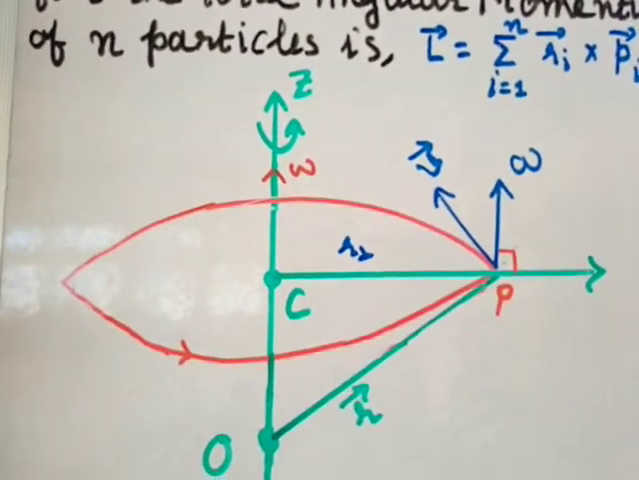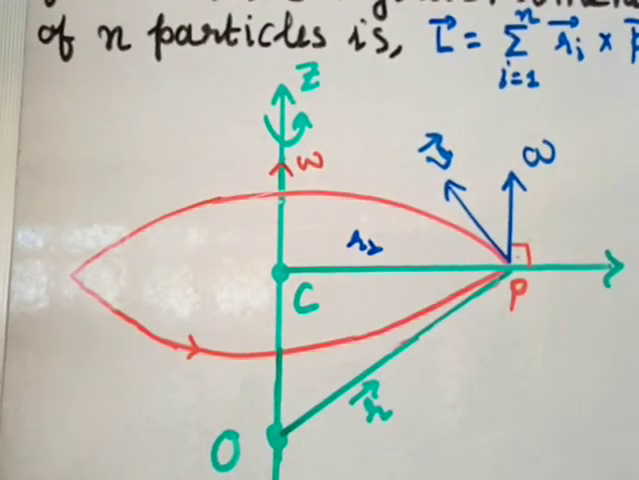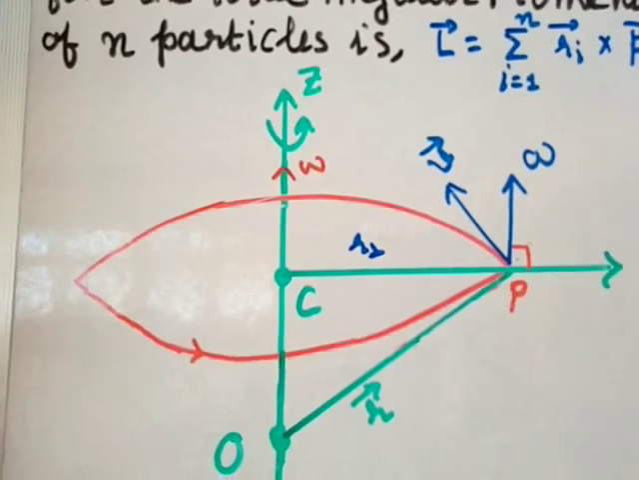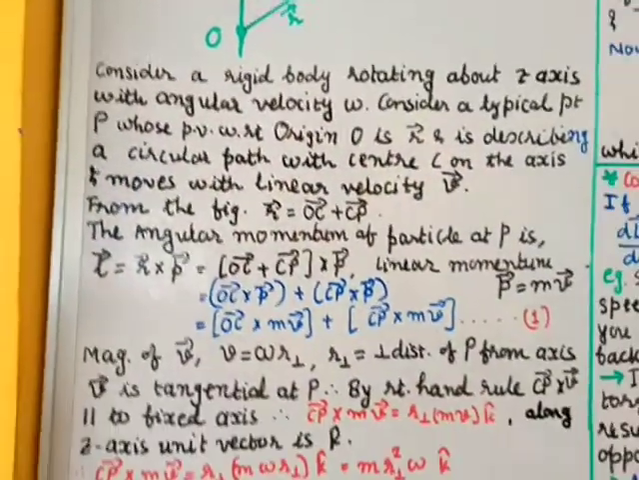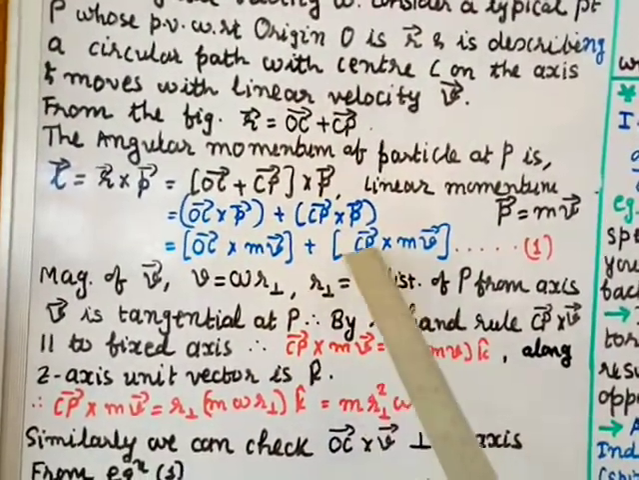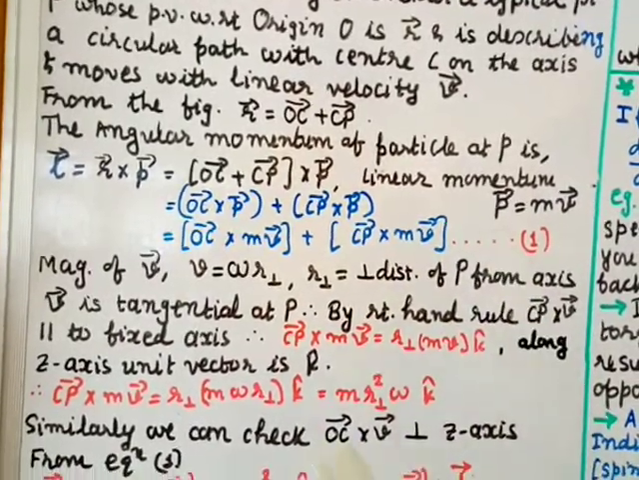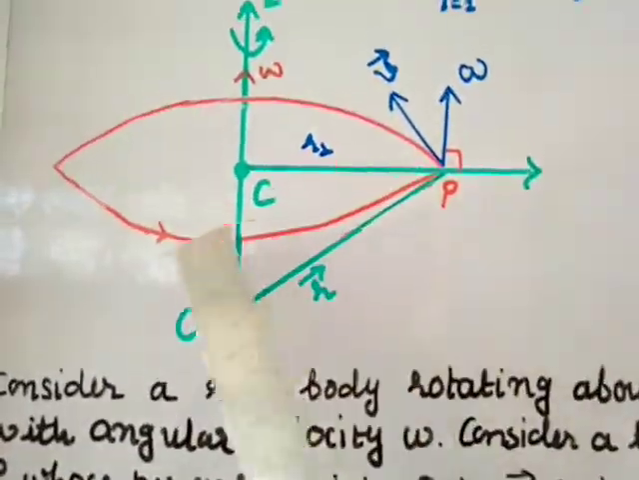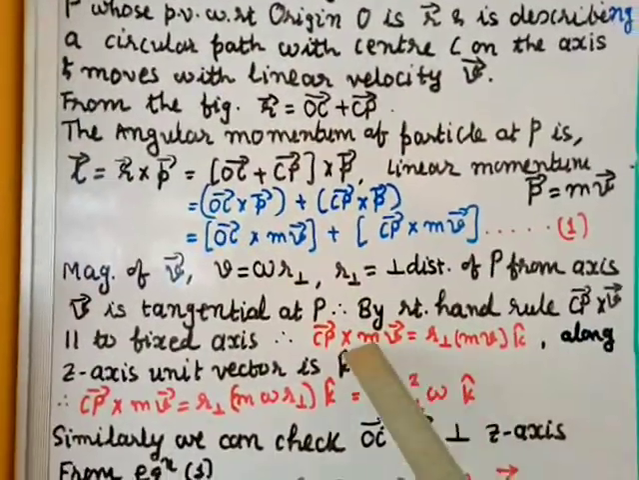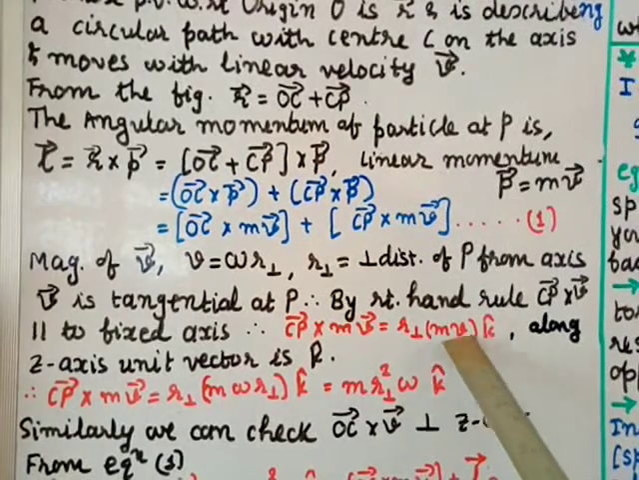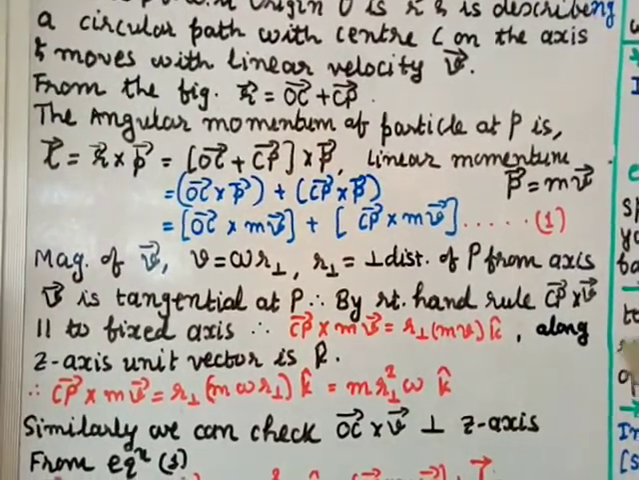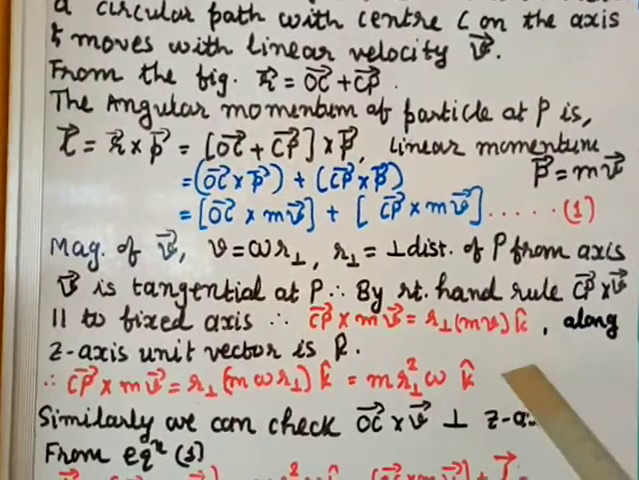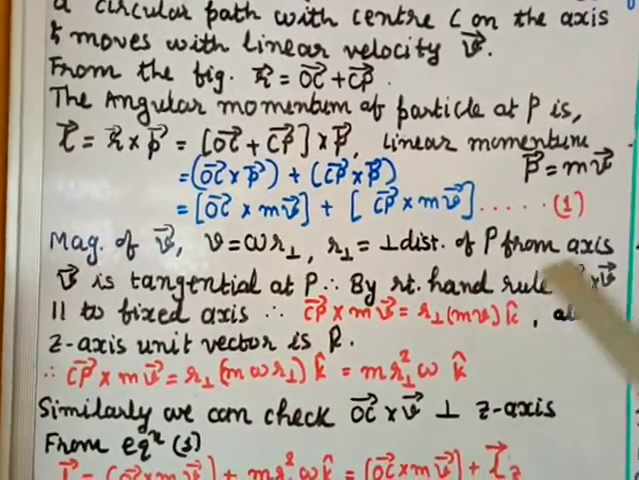Now the unit vector along the z axis is k vector, k cap. So if I write CP cross m into v vector in magnitude form, then CP is the perpendicular distance r perpendicular, m is as it is, v is as it is, and it is along the z axis of rotation, therefore you write the unit vector along the z axis, that is k cap.